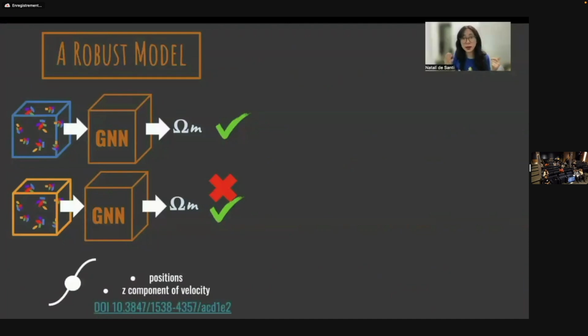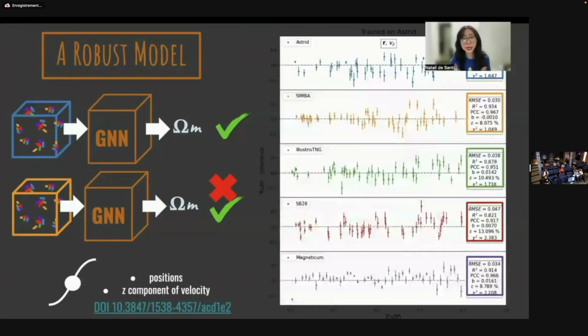And then here we are using only the galaxy positions and the z component of the velocity. If you want more information, please take a look at the paper. And then we have a model which was trained on Astrid and tested on Astrid, SIMBA, IllustrisTNG, SB28, and Magneticum. And as you can see here in the plot, where we have truth minus inference and the values of omega matter, this is working and all the metrics are pretty good. And this was the first time that we achieved something which does not depend on the subgrid physics models.